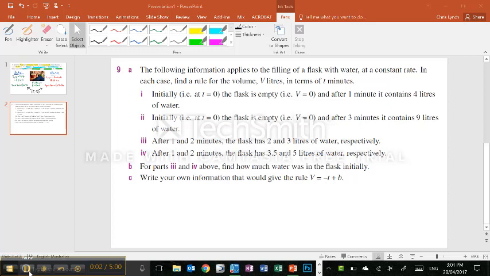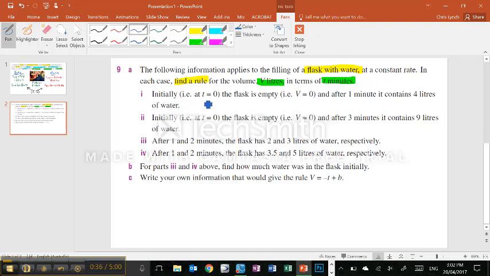Gents, in this worded question, we're going to solve a series of questions that initially make us plot 2 points and a line and find what the equation is. If we look at the start, it says the following information applies to filling a flask with water at a constant rate. In each case, find a rule for the volume in terms of the minutes. So V litres in terms of T minutes.